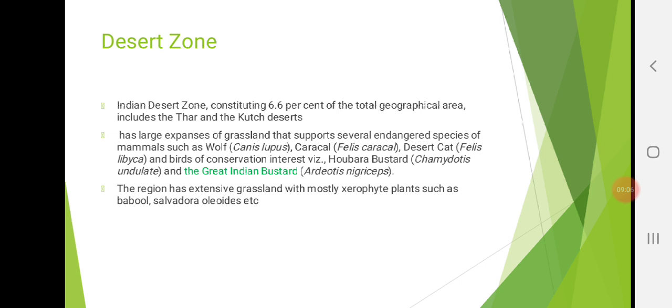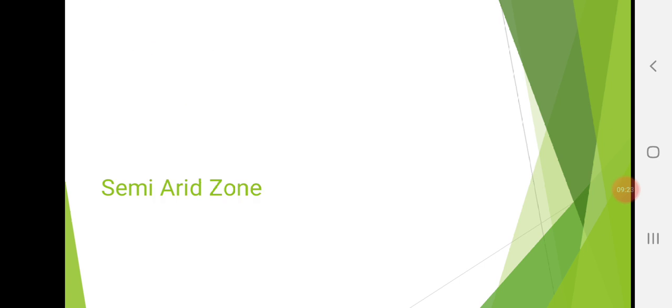The region has extensive grassland with mostly xerophyte plants such as babul, Salvadora, oleoides. You have to remember these names. Then the next is the semi-arid region.